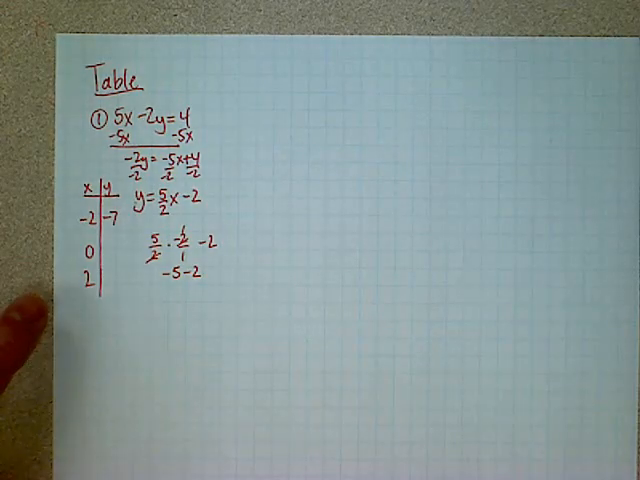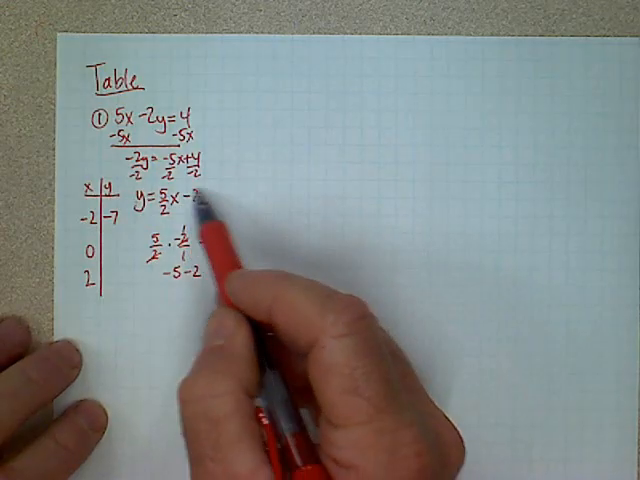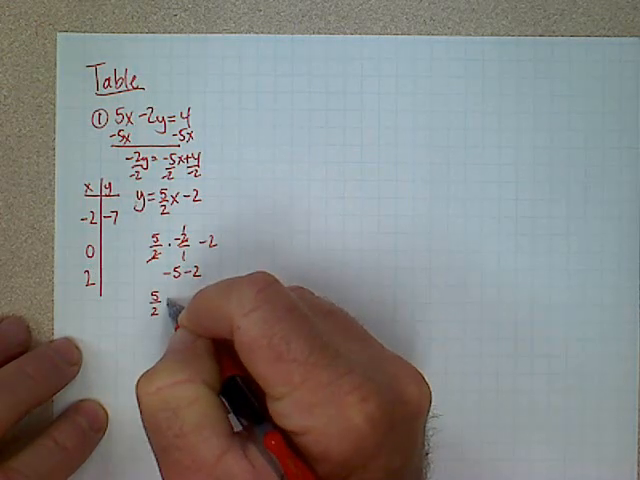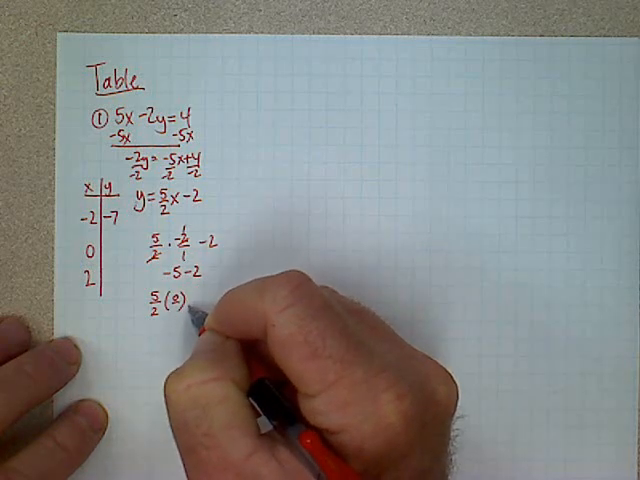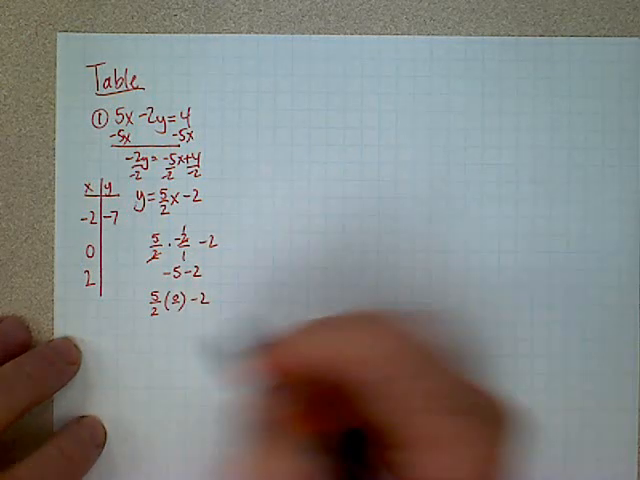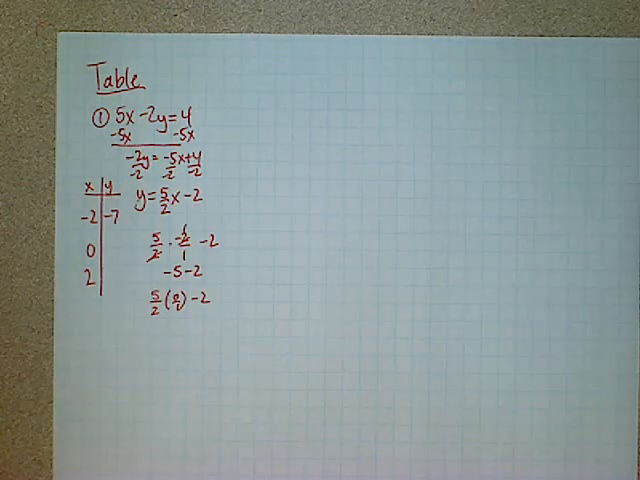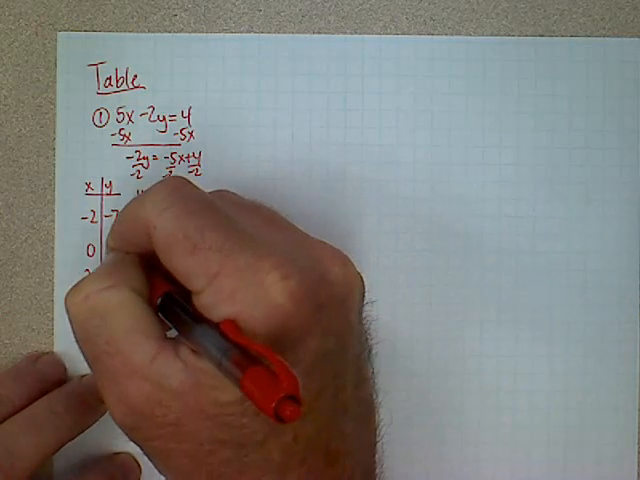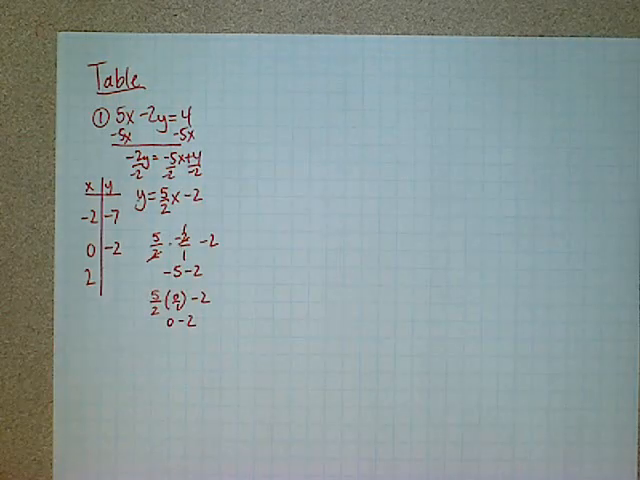Now you should know here that the 0 is going to be negative 2 because it is the y-intercept. But again, we could just plug in 0. 5 over 2 times 0. And then we are going to subtract 2. I was going to write 0 over 1 there, which is not necessary, but you can if you'd like to make it a fraction. 5 over 2 times 0 is 0. And 0 minus 2 is negative 2.